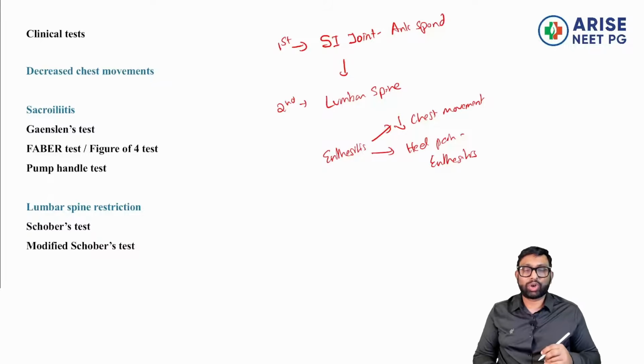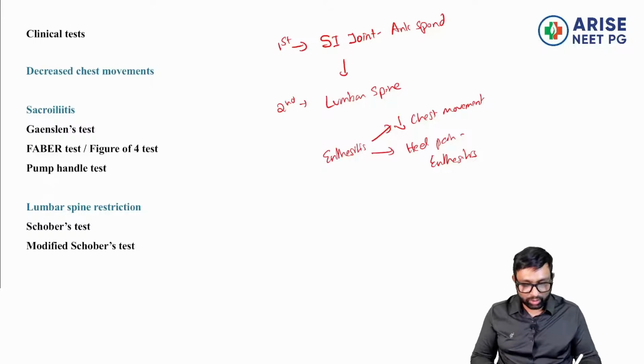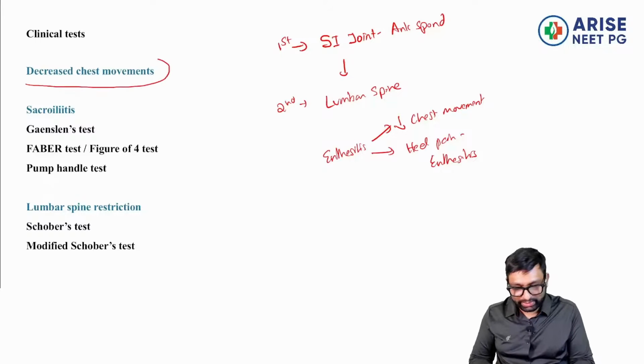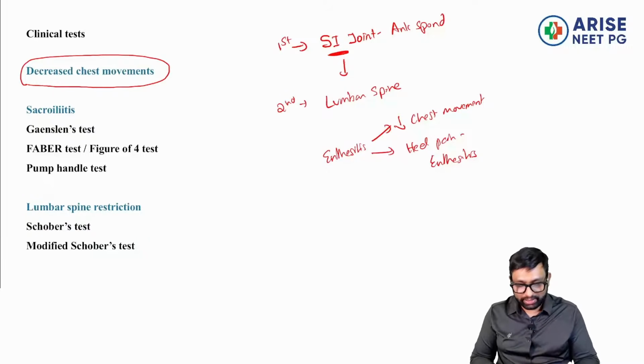So heel pain is common. Chest pain along the costovertebral joint is also common. So decreased chest movements is one clinical test which can help us pick up ankylosing spondylitis. Then we test for sacroiliitis because that is the first joint that gets involved. So SI joint involvement can be tested by Gaenslen's test, figure of 4 test, and pump handle test.